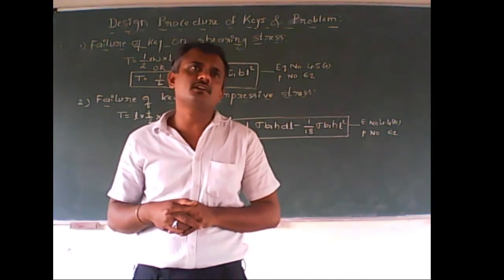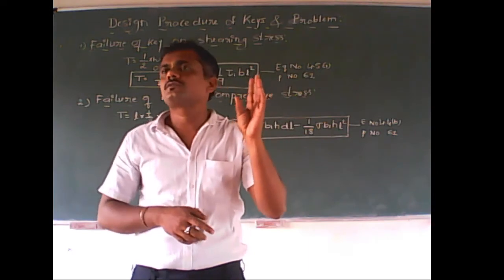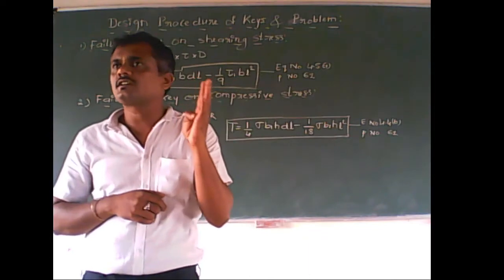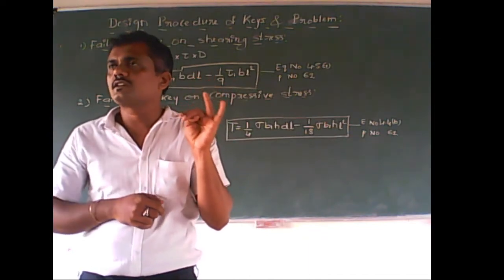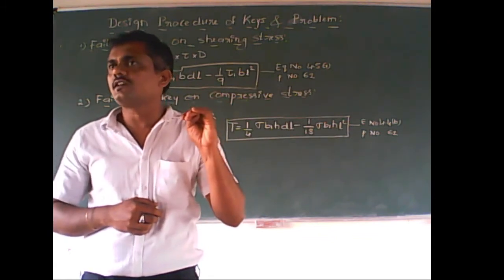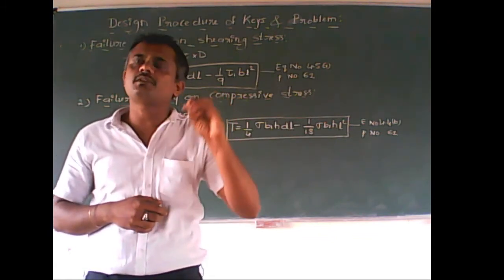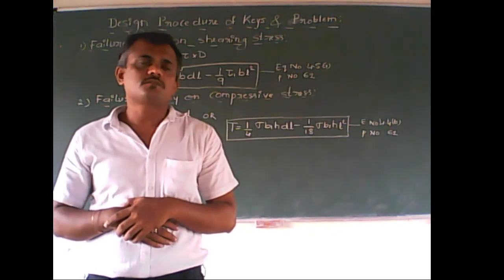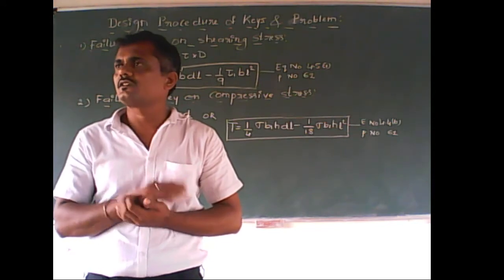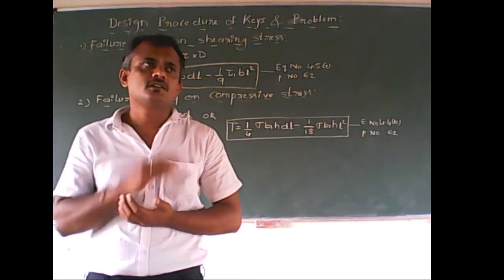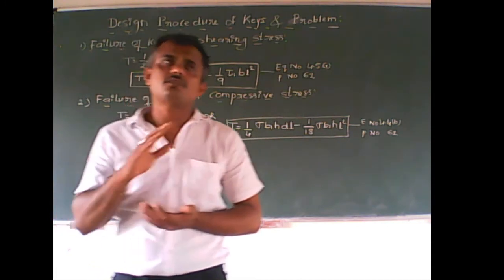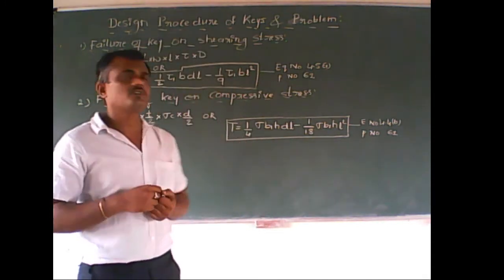So types of keys are, from the subject point of view, sketch and explanation he will give. Those are sunk key, saddle key, feather key, woodruff key, and gib head key. Right? So these are 5 keys which are very important from the subject point of view. He may ask you any one key, explain with a neat sketch sunk key, or explain with a neat sketch saddle key, like that.